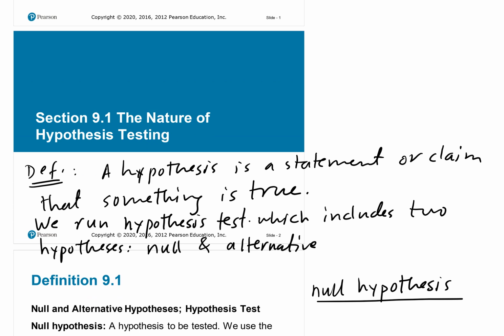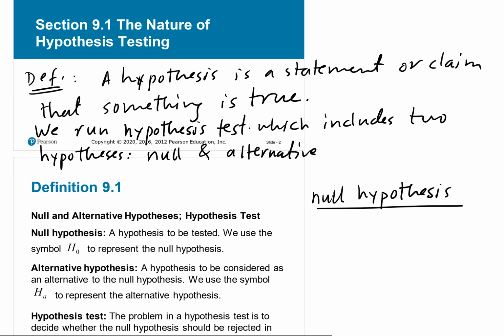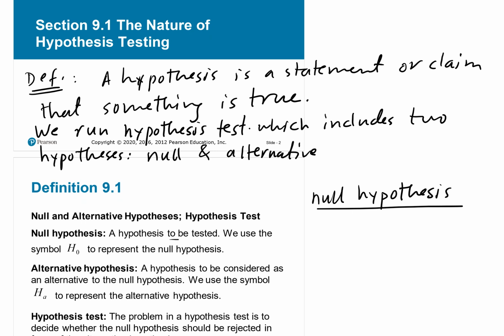In general, hypothesis testing includes two different hypotheses. One is called the null hypothesis and one is called the alternative hypothesis. What is the null hypothesis? The null hypothesis is the hypothesis that is going to be tested, and at the end we are going to see if we need to reject this null hypothesis or decide what to do with it. We use the symbol h sub 0 to represent the null hypothesis.